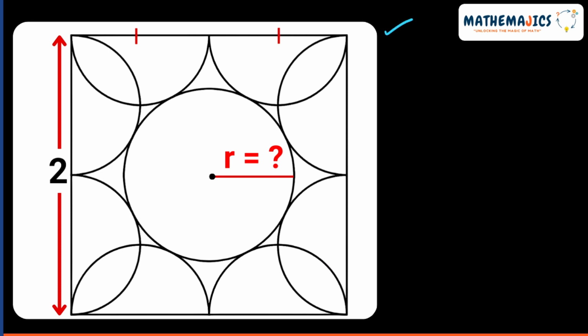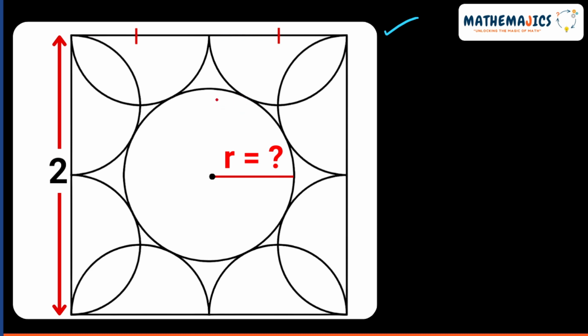We have this interesting question of geometry today. In this question, we are given a square of side length 2. We are given 8 semicircles, 2 on each side of the square. And as you can see, these semicircles are equal to each other. That means their diameter or their radius will be equal to each other.